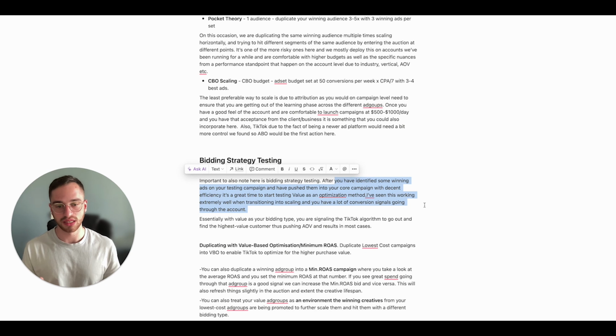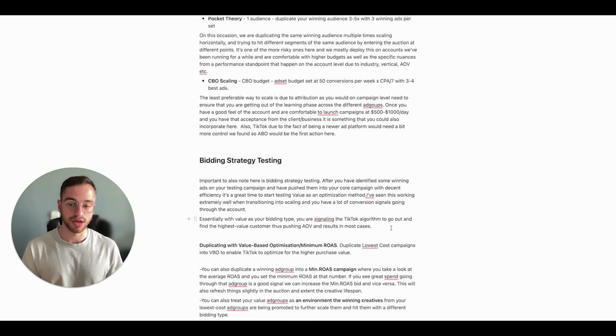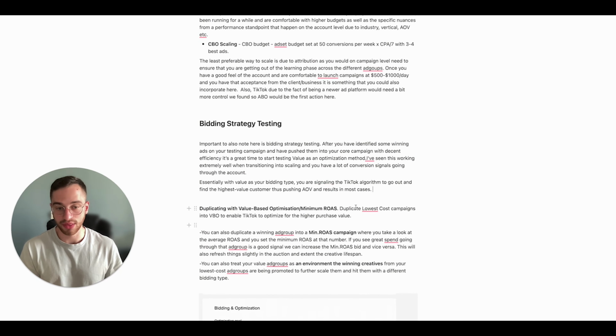Essentially what it does is you're signaling the TikTok algorithm to go out and find the highest value customer, pushing the AOV a bit, and results in most cases. We've seen very, very good results. Again, very good to implement at the point that we actually try to start scaling, and we just duplicate those cost campaigns and try to optimize for higher purchase value.